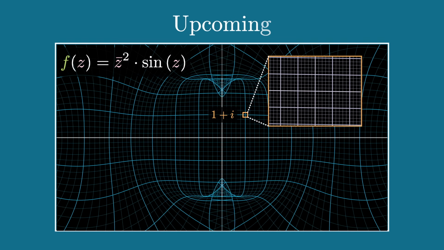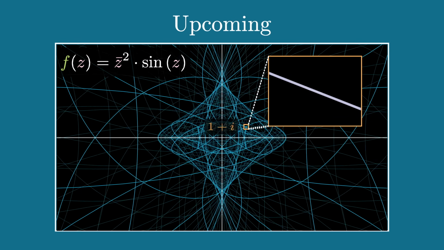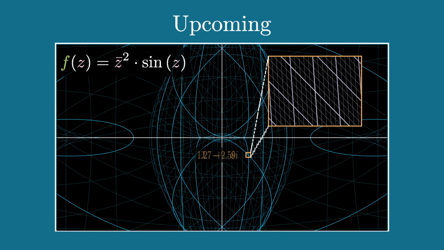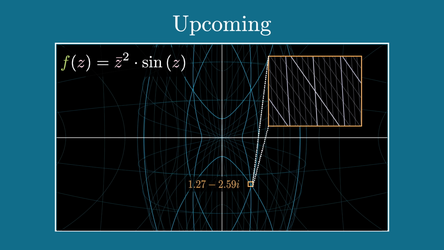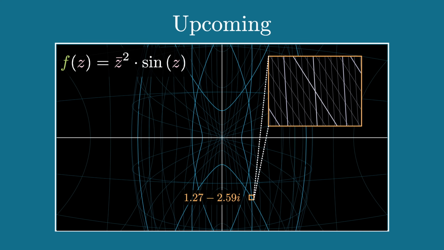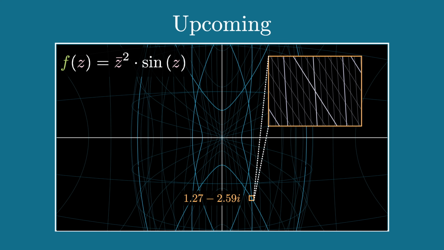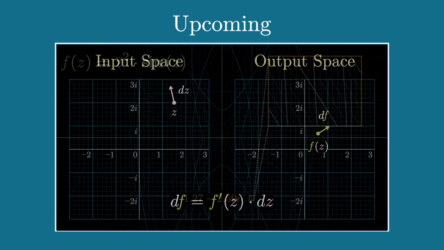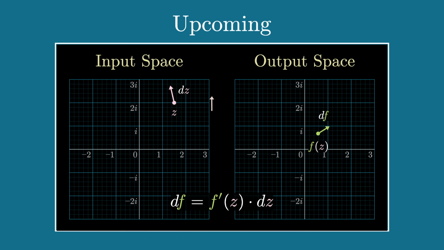Hey everyone, what you're seeing right now is two illustrations of the complex derivative. On the surface, it may seem identical to the real derivative. The differentiation rules are the same. And the truth is, well, it is. It's just that visualizing the derivative as the slope of a graph doesn't generalize well to complex functions.